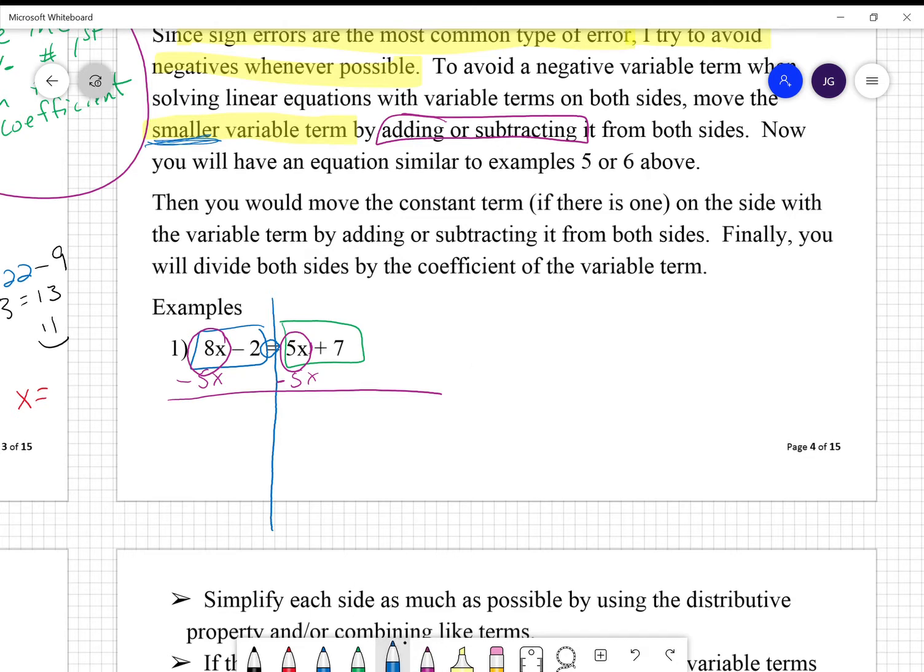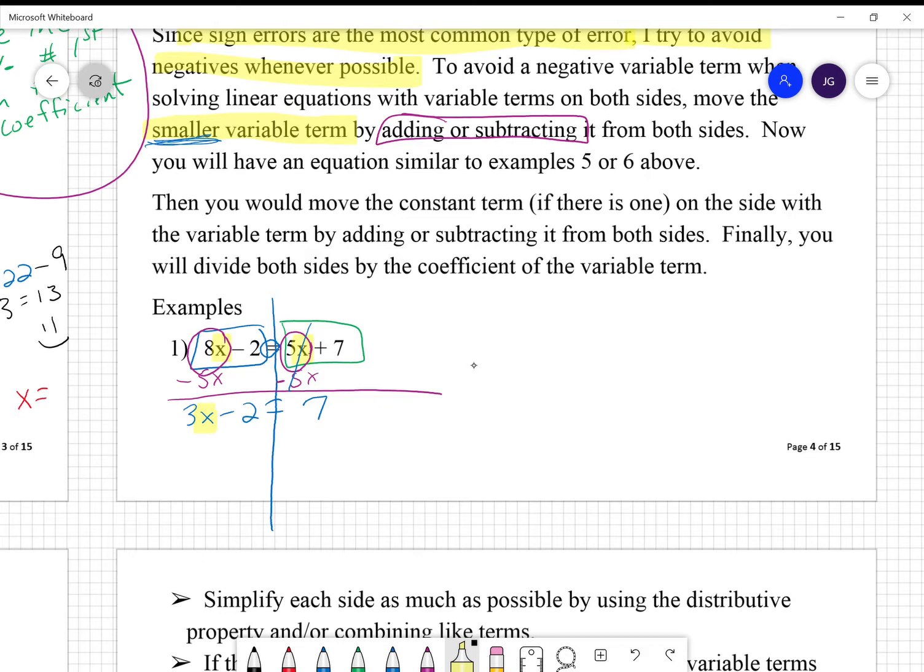So when I subtract this, 8x minus 5x is 3x. The minus 2 comes down, equals 5x minus 5x is 0x, which is 0, crosses out, and I have a positive 7. You could write plus 7 if you want, but it just means positive 7, and we usually don't write the positive sign. Okay, now we've got a variable that's only on the left side. When we started, I had a variable on both sides. And that was the type we did not do yet.